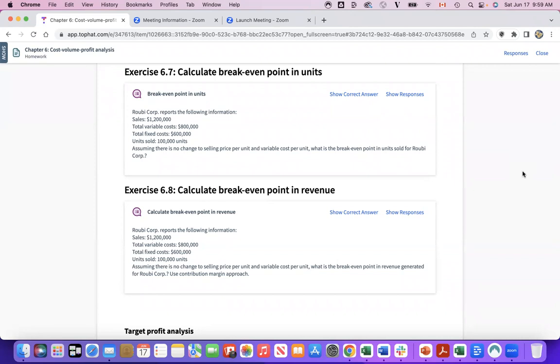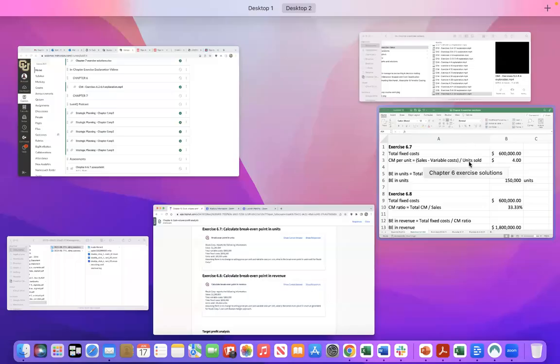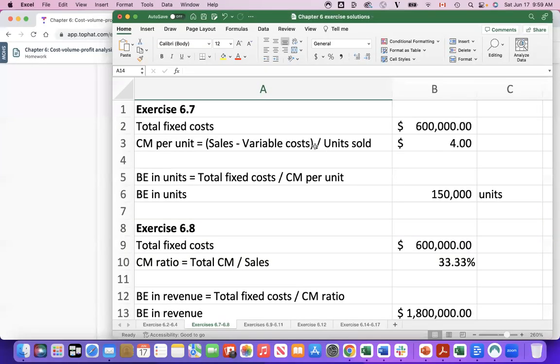Ruby Corp reports the following information. Sales of 1.2 million, total variable costs of 800,000, total fixed costs of 600,000, units sold of 100,000 at this volume. Assuming there's no change to selling price per unit and variable cost per unit, what is the break-even point in units sold for Ruby Corp? So that's for 6.7, and then for 6.8, using the contribution margin approach, it wants us to calculate the amount of revenue you have to generate in order to break even.